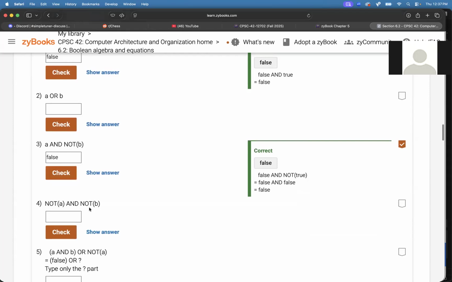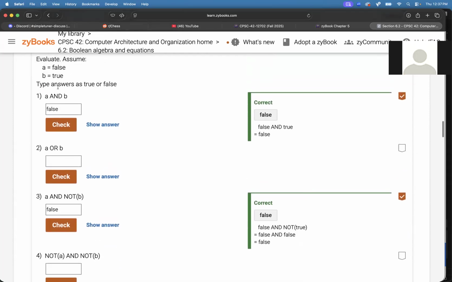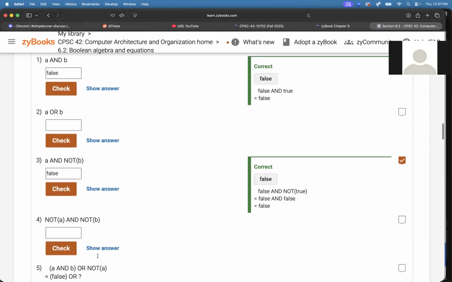Not A and not B. Well, not A is true, not B is false. So not A is true, not B is false. I think I got that right. So one of them is false anyway. So we have a true and false, which is false.